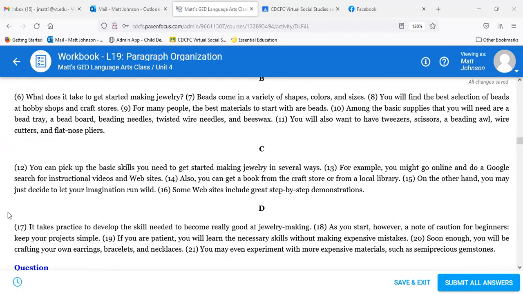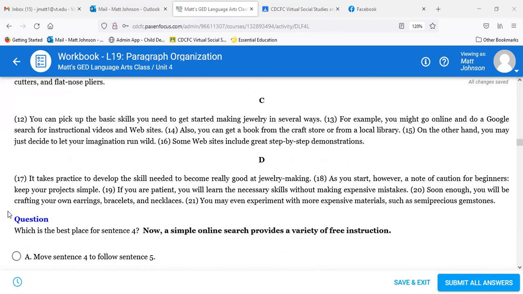For example, you might go online and do a Google search for instructional videos and websites. Also, you can get a book from the craft store or from the local library. On the other hand, you may just decide to let your imagination run wild. Some websites include great step-by-step demonstrations. It takes practice to develop the skill needed to become really good at jewelry making.